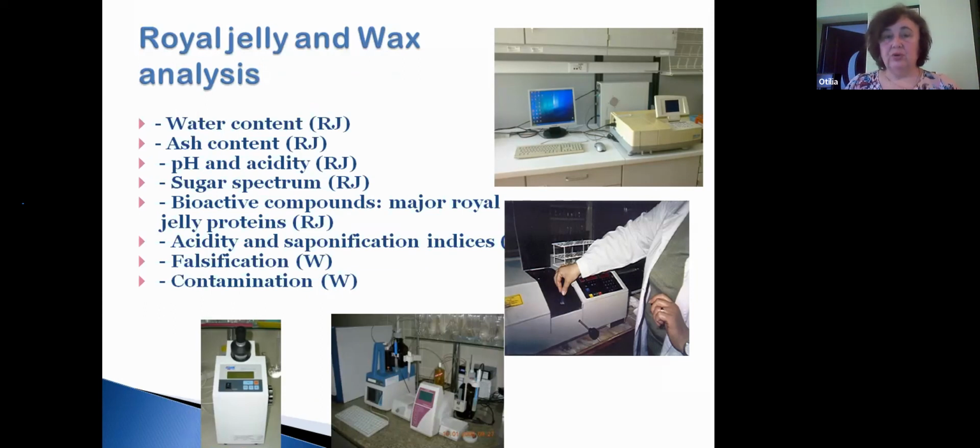And for wax, of course, falsification is very important, and also the presence of contaminants, because as we all know, wax is one of the most, let's say, absorbent bee products for contaminants. So in wax we found the highest amount of contaminants, whether we talk about antibiotics or insecticides, pesticides, acaricides. So wax is the bee product which retains more of this type of contaminants.